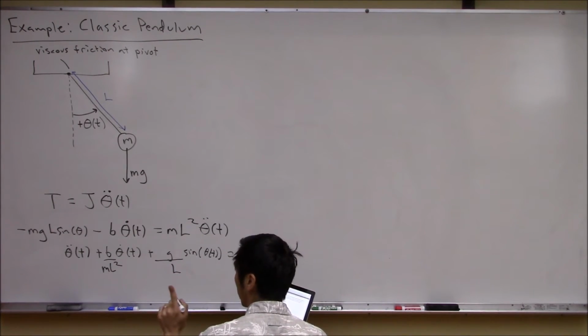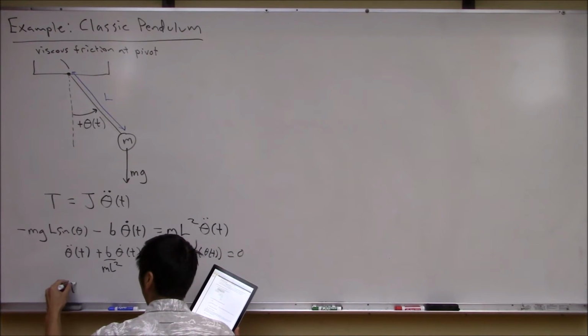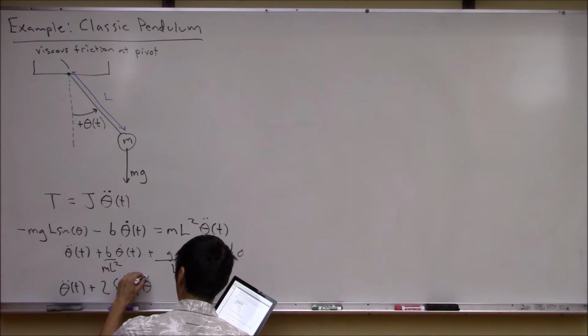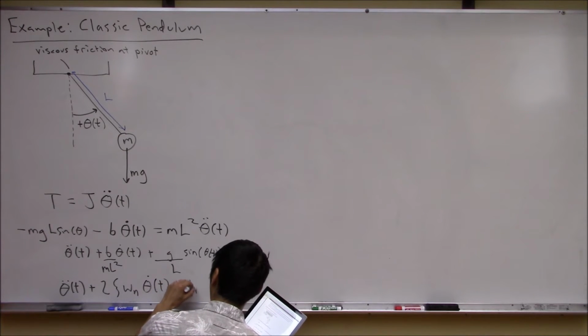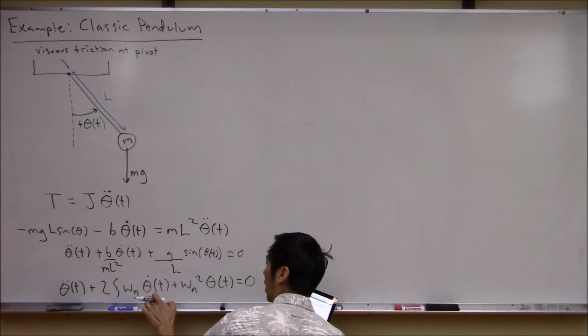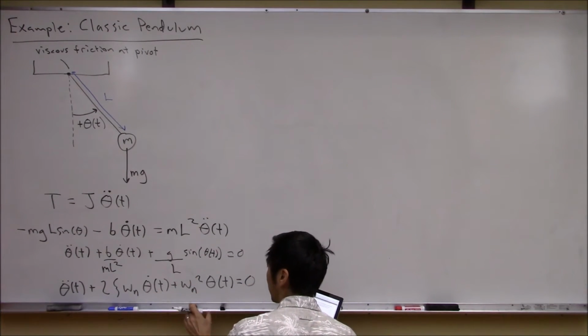Now, to write this in standard form, I want this thing to look like theta double dot of t plus 2 zeta omega n theta dot of t plus omega n squared theta of t is equal to 0, right? This bottom line is the standard second order form. So you see, again, really pretty darn simple.